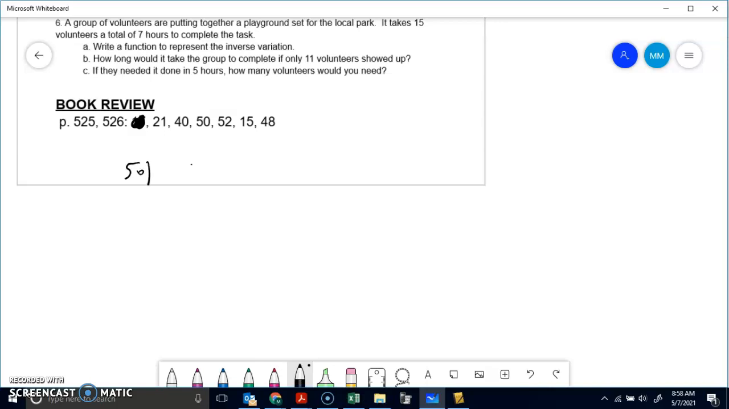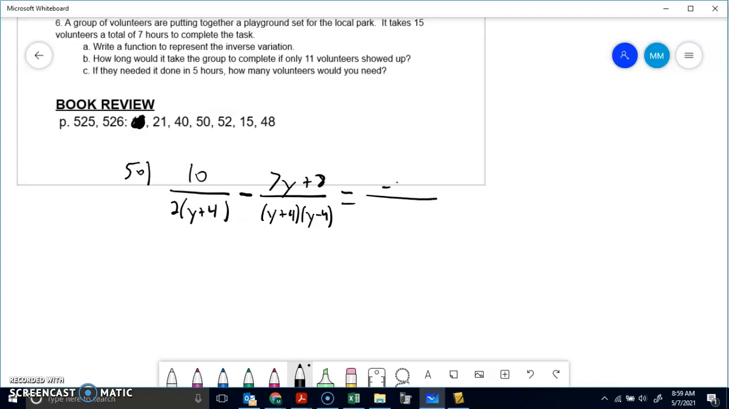On 50, I get 10 over, and it's 2y plus 8. There's a GCF of 2 there, and I'm going to go ahead and take that out now. Minus 7y plus 8 over, and then this is a conjugate, y plus 4, y minus 4, equals negative 8 over, and then I have another GCF of 2. So there's my y plus 4, my minus 4.